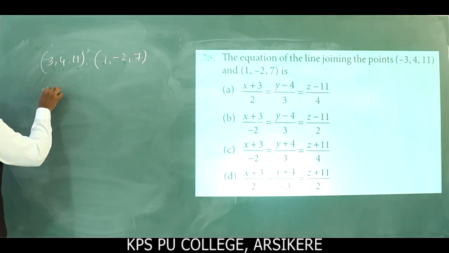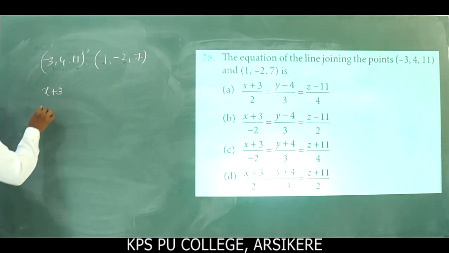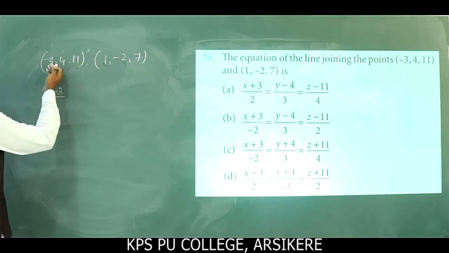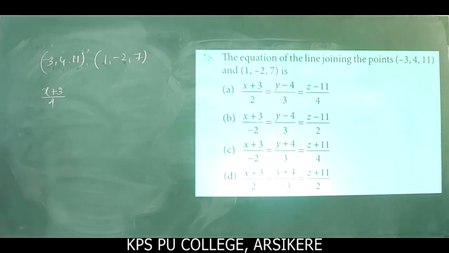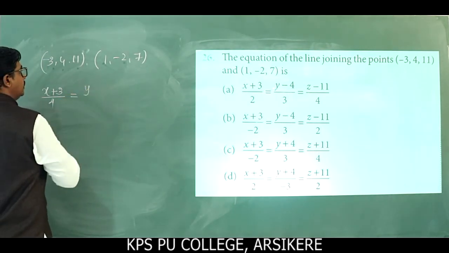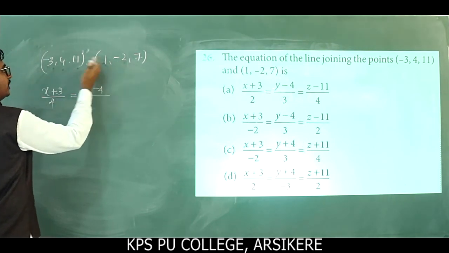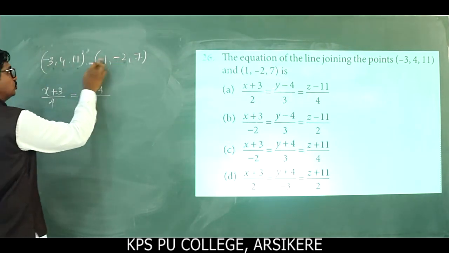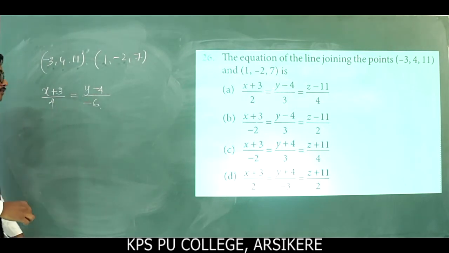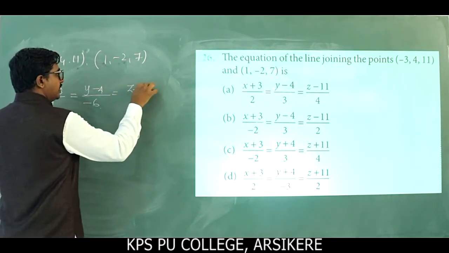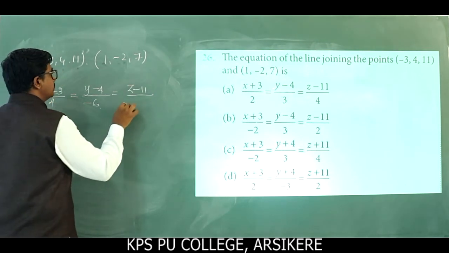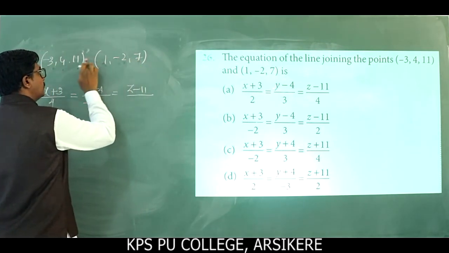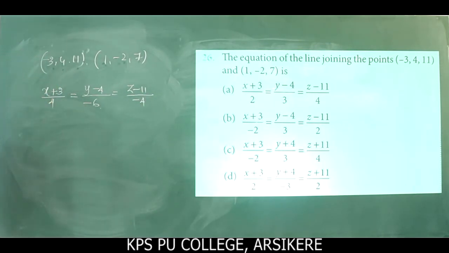x minus x1 is x plus 3, since minus into minus becomes plus, divided by x2 minus x1, which is 1 minus of minus 3, that becomes 4, is equal to the next one, y minus 4 divided by y2 minus y1, which is minus 2 minus 4, that is minus 6, is equal to z minus 11 divided by z2 minus z1, 7 minus 11, that becomes minus 4. But we don't have this in our options A, B, C.